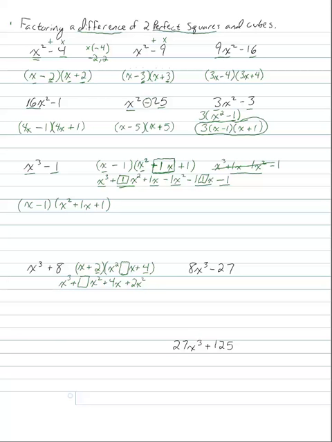2 times box x would be plus 2 box x. And 2 times 4 would be plus 8. So my x cubed is there, my plus 8 is there, which is good. I want to figure out how to get my x squareds to cancel and how to get my x's to cancel. So let's start with my x squareds.